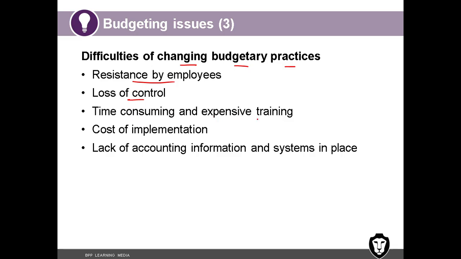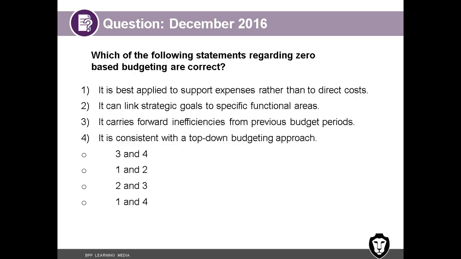Time consuming and expensive training. Of course, any new method you introduce, you have to train the employees. Cost of implementation, lack of accounting information. For example, if you want to introduce activity-based budgeting, that needs a lot of information. Activity-based costing needs a lot of information. I have explained that in ABC also. So sometimes your accounting practices in the past don't facilitate gathering such information from your records. So lack of accounting information, all these are difficulties switching from one budgeting method to another budgeting method.